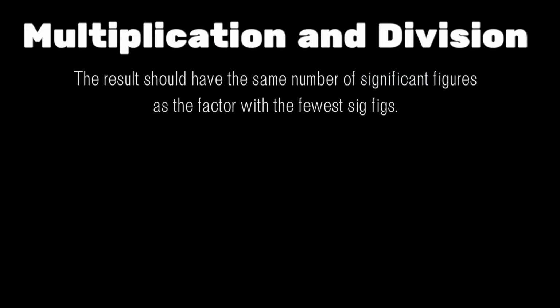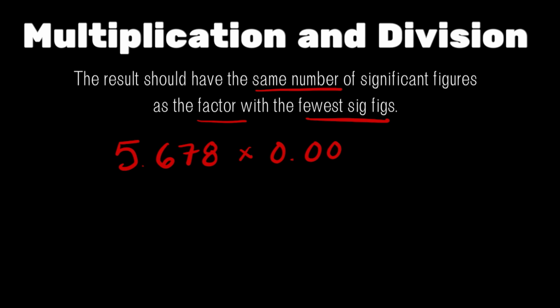Let's go over multiplication and division. The result should have the same number of significant figures as the factor with the fewest sig figs. Let's look at an example. If we have 5.678 times 0.0034, first let's see which factor has the fewest significant figures. Over here we have 1, 2, 3, 4. And here we only have 2 significant figures. Therefore, we know that we have to round our answer to 2 significant figures.